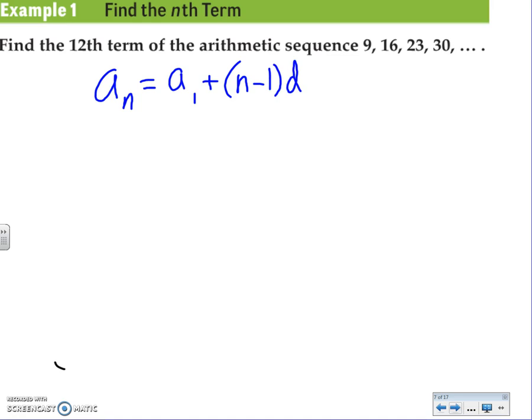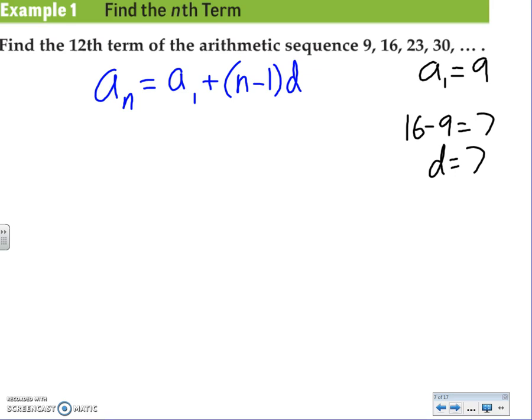Alright, so right here, we have to find a sub 1, n, and d. Well, thankfully we know a sub 1 is the first number, which is 9. To find d, the common difference, we have to subtract. So it'll be 16 minus 9, that's 7, which is our d, so d equals 7. And you could do 9 plus 7, 16, 16 plus 7 is 23, 23 plus 7 is 30, 30 plus 7 is 37, 37 plus 7 is 44, and so on, but that takes way too long to count.